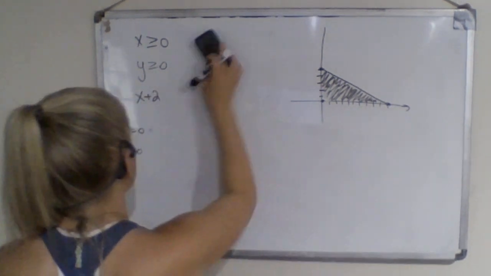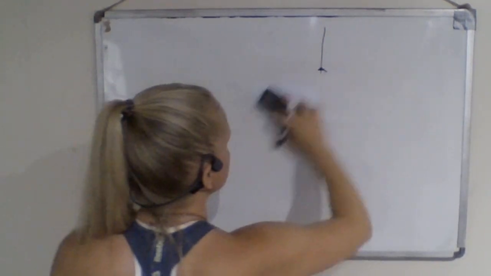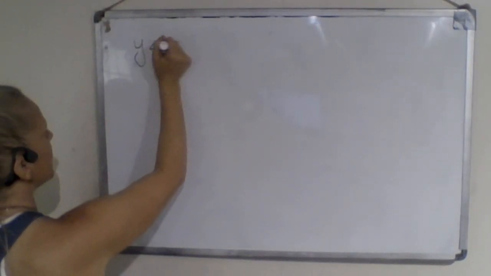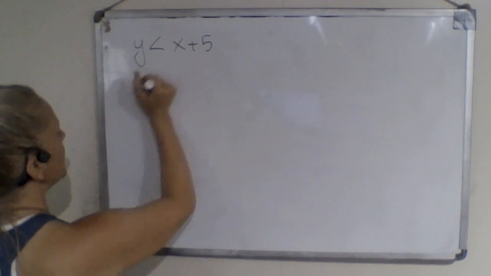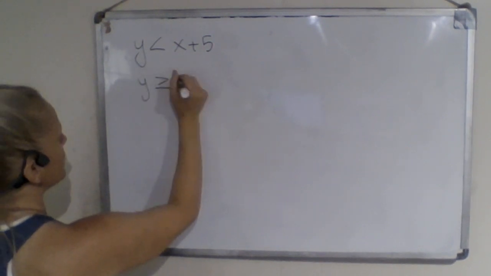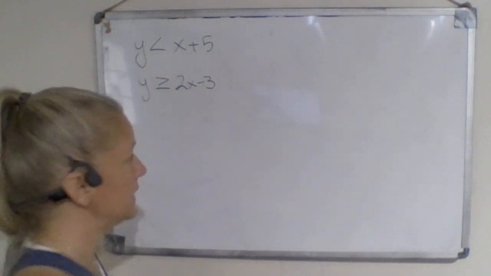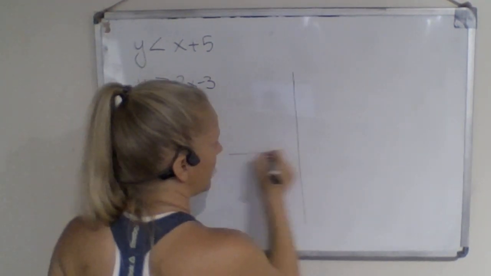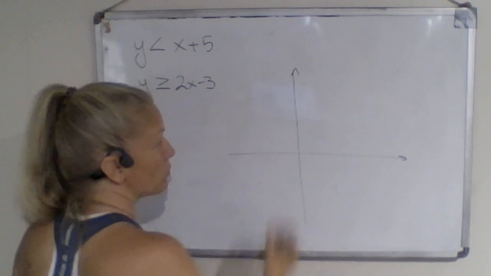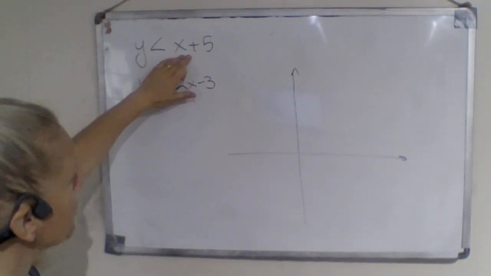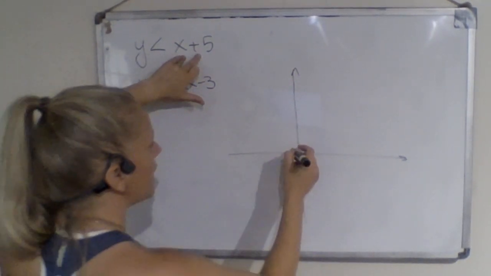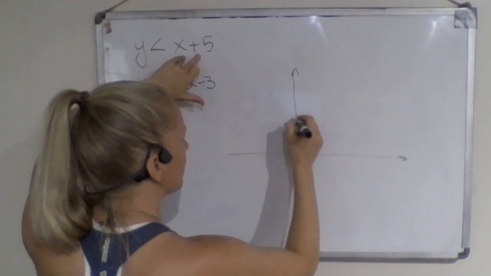What if you just have an easy equation that says this: y is less than x plus 5, and y is greater than or equal to 2x minus 3. I have no clue. I made this up. Let's see what we get. Here's my graph. This is just your regular equation. First things first, I'm going to graph this one. I'm going to 5, 1, 2, 3, 4, 5.